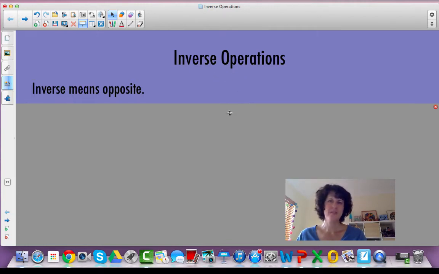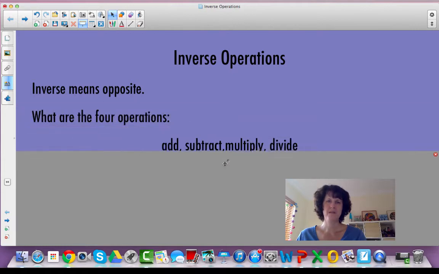Now in maths, if you think about, well, what is an operation? There's actually 4 of them altogether. I bet if you think about it, you can figure out what they are. Addition, subtraction, multiplication and division. Operations that we do in maths.